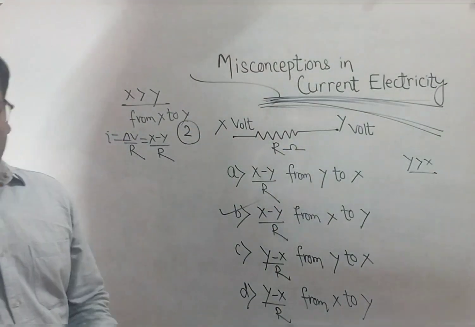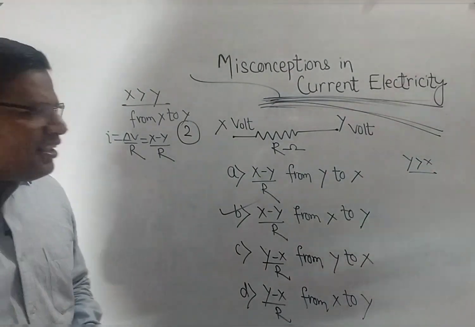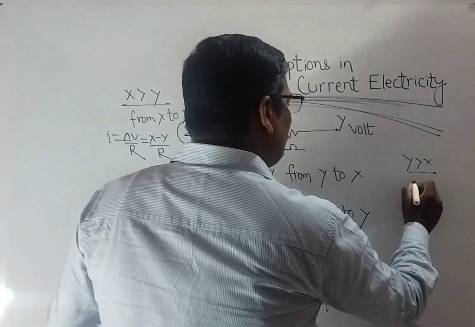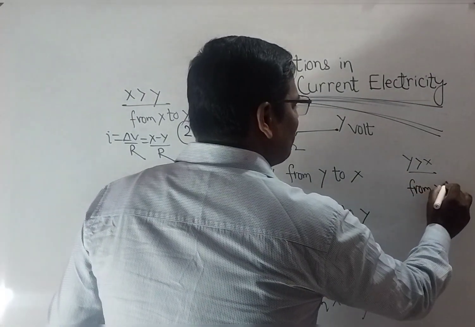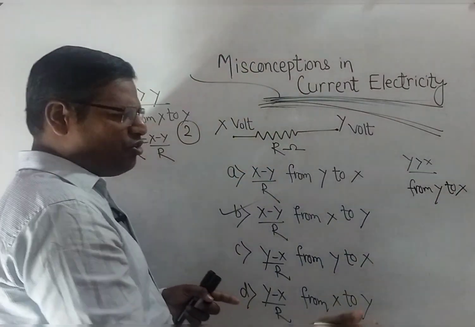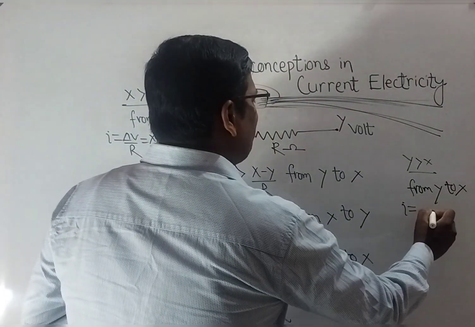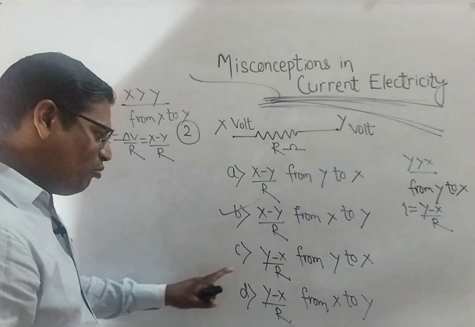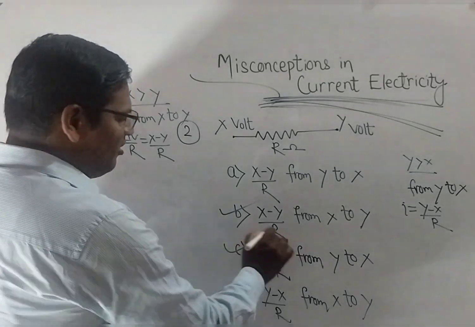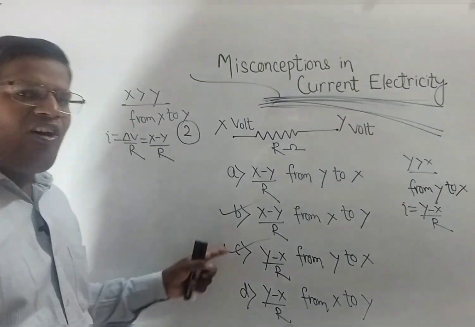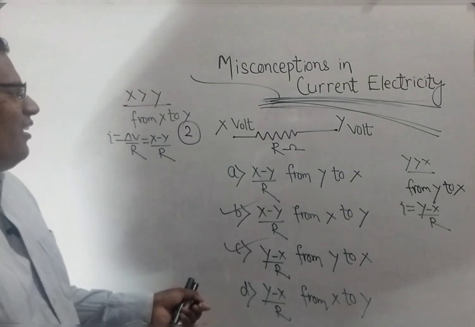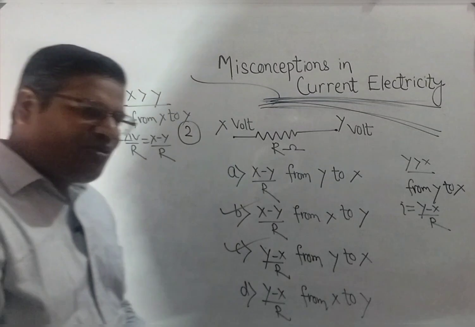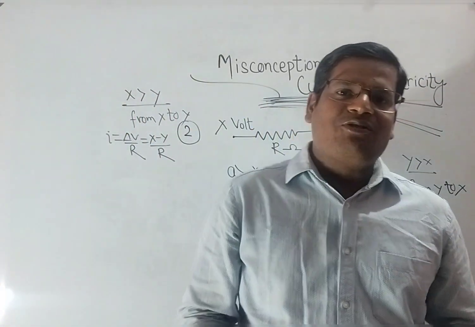This one. Or what is the other possibility? The other possibility is that y is greater than x. So if y is greater than x, then the current will flow from y to x. And what is the magnitude? We know delta V by R. So here it will be y minus x by R. That means it is y minus x by R from y to x. So the answer can be either this or this. So this question has become a multiple option correct question. Both B and C will be the answer.